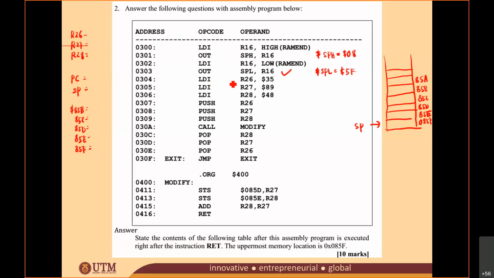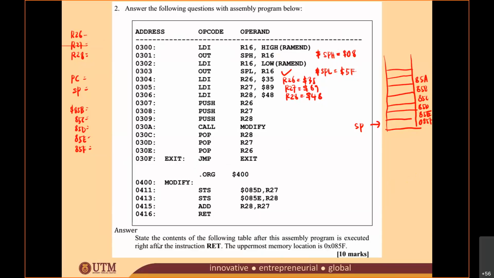Okay, next, load R26 with 35. So R26 will have the number 35. Load R27 with 89. So R27 now will have 89. And last here is load R28 with 48.